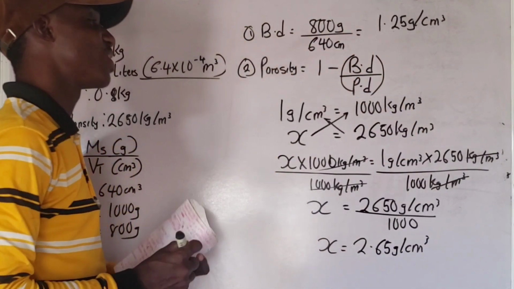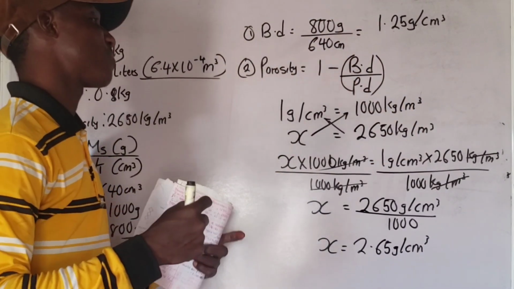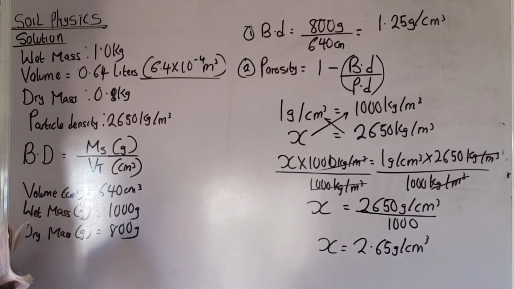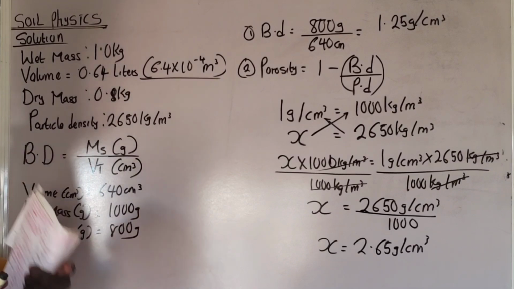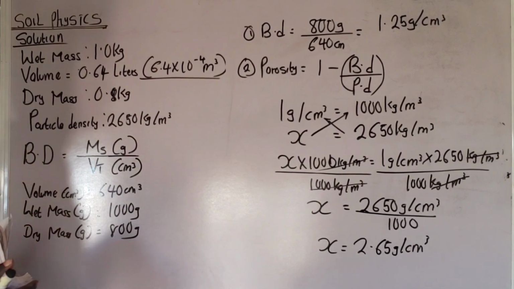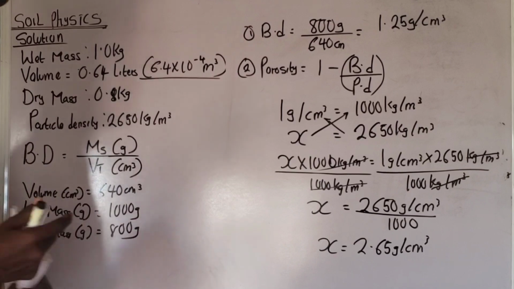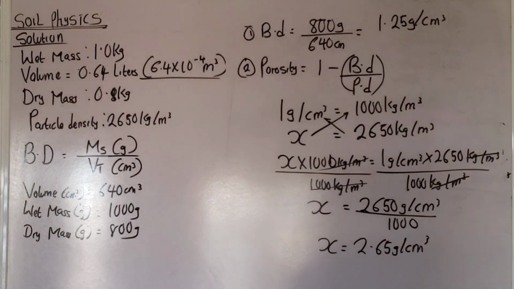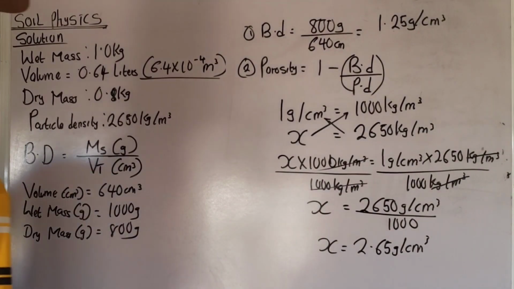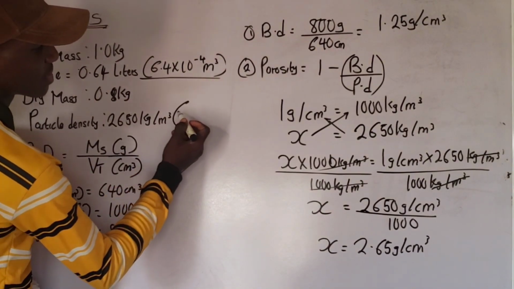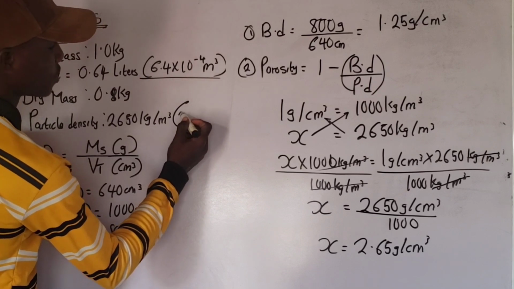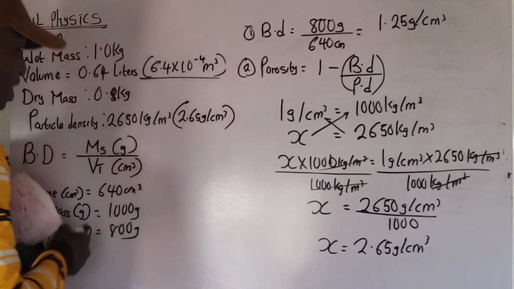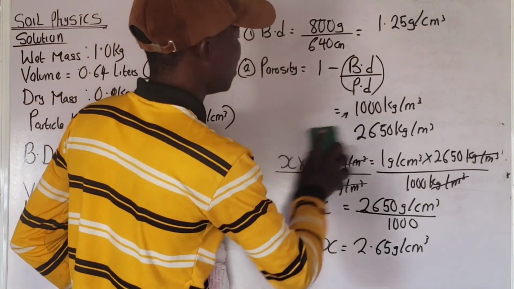I just showed you this long process so that you will know that anytime you are given 2650 kilogram per meter cube as your particle density, you have to change it to gram per centimeter cube. Do you understand? So we are not going to use 2650 kilogram per meter cube directly. If you use that, you are not going to get the right answer. So the particle density in gram per centimeter cube is 2.65 gram per cm cube. You understand? Okay, so let me erase this so that we can calculate the porosity.